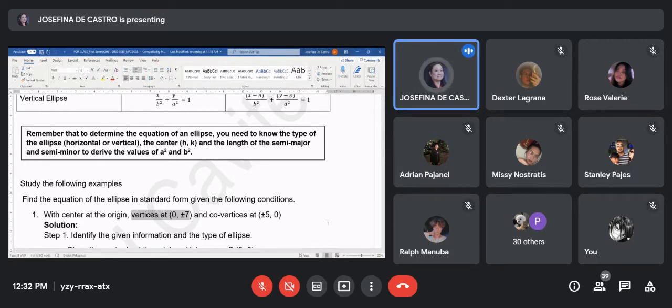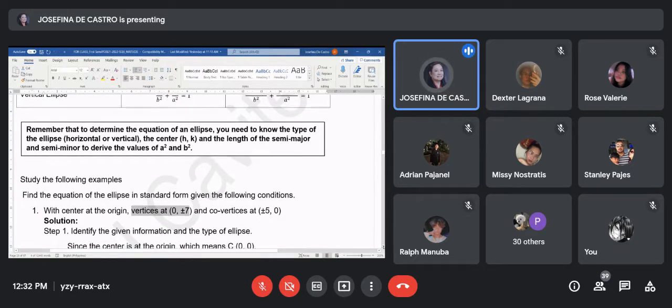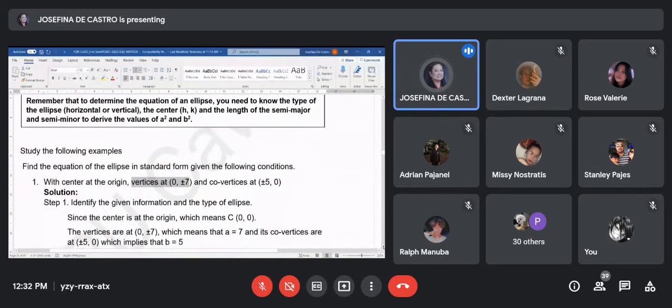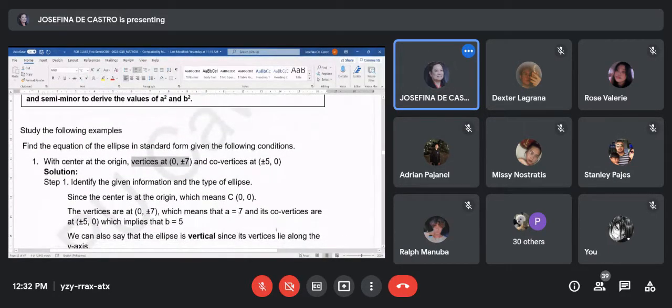Kasi the vertices or the endpoints of the major axis lie on the y-axis, at (0, 7) and (0, negative 7). So those points are on the y-axis. Therefore, it is a vertical ellipse. The information that the vertices are at (0, 7) and (0, negative 7) also gives us the value of a, the semi-major. The total length of the major axis is 14 units, and the semi-major is equal to 7 units.